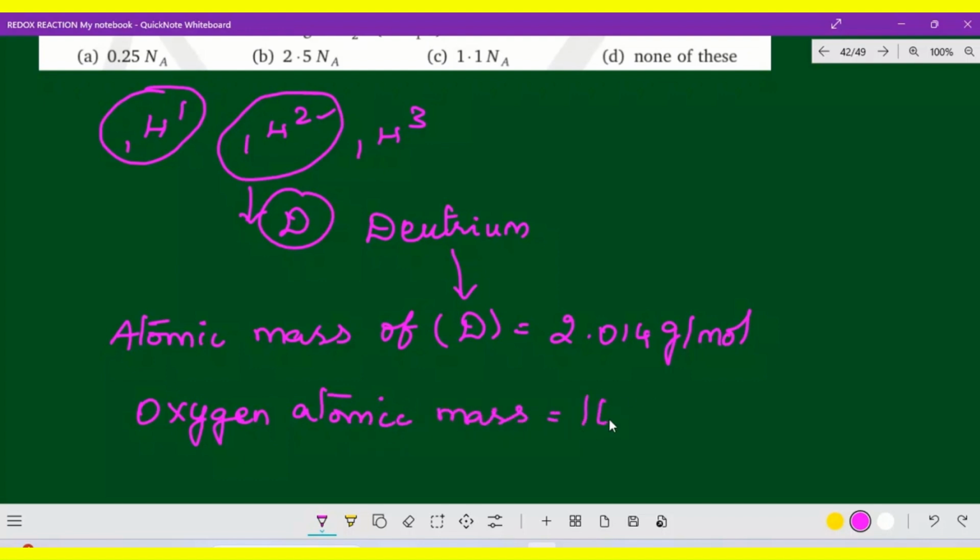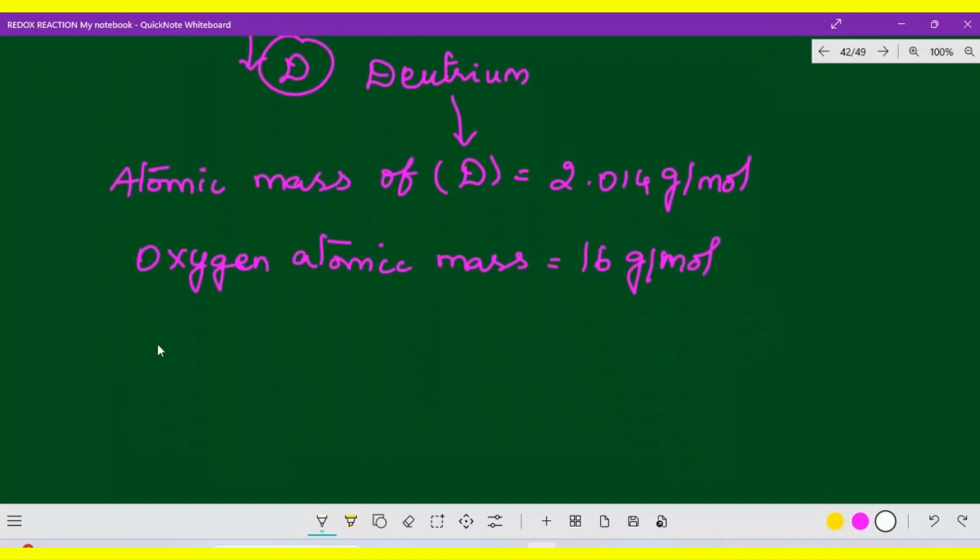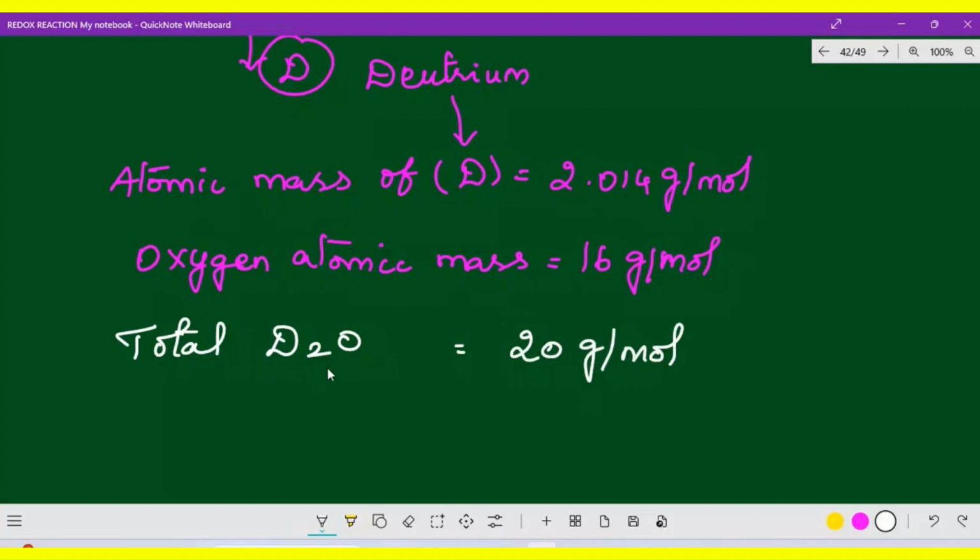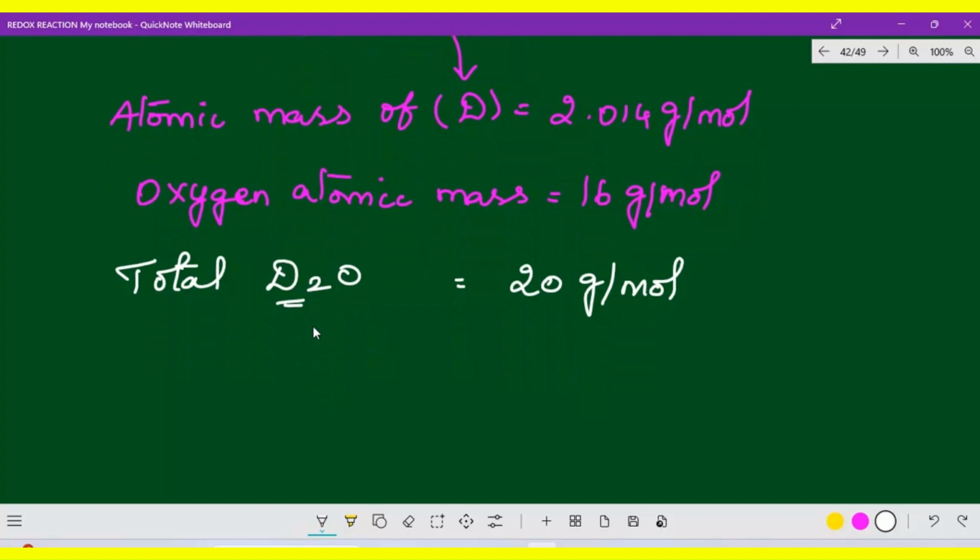How much is it? 16 gram per mole. Okay, now the next point. Total D2O molecular mass, right? D2O, heavy water. So it is 20 gram per mole.